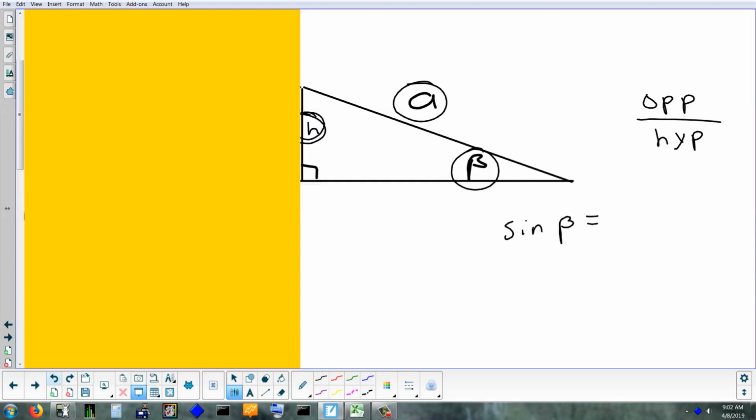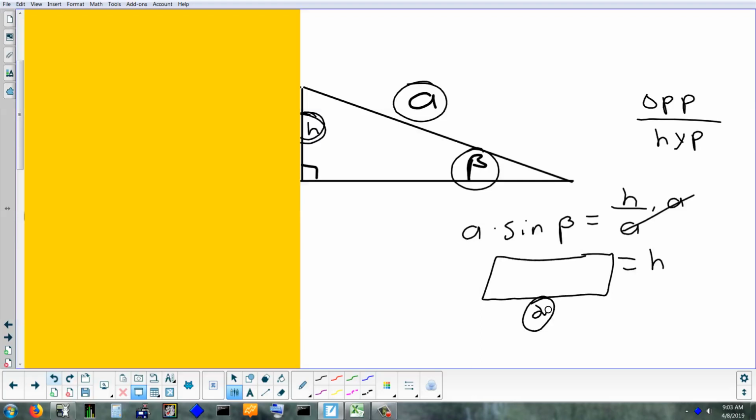Equals. And what's going to be my fraction? H over A. Yes. It's opposite over hypotenuse, and that's the definition. That's what you plug in. So H over A. Now I want to get H by itself. So just like we did on the left, what would you do here to get H by itself? Good. Multiply by A. So what am I going to put in? We're going to call that box 2. What's going to go in that box?